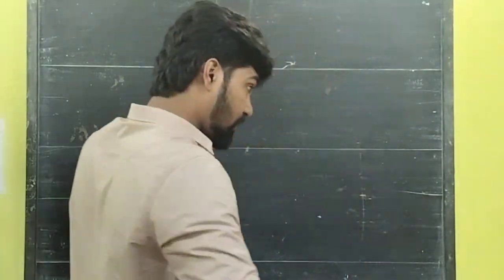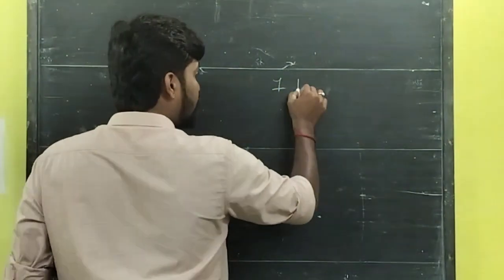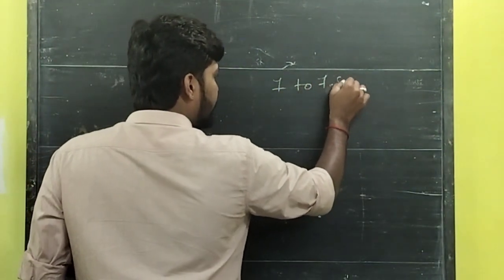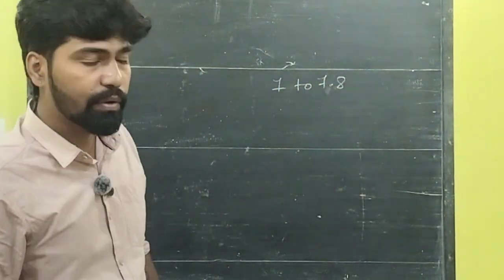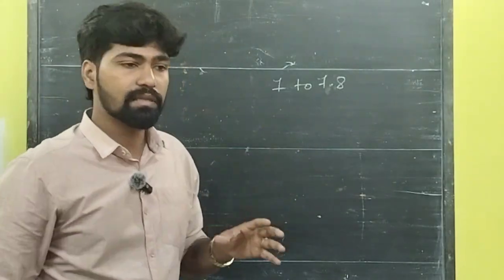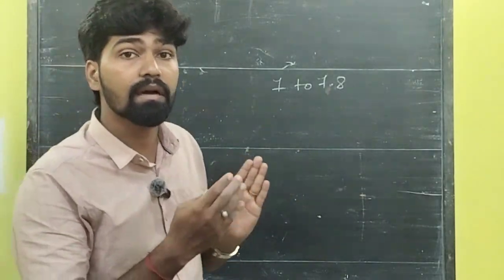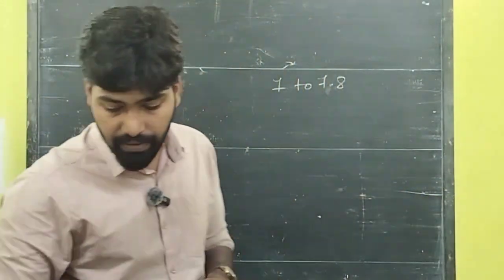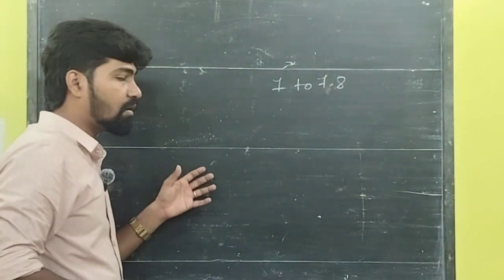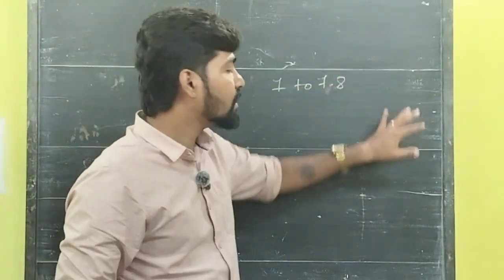What I'm trying to say here is every animal has a range of pH in which they can survive. For example, plants and animals have a range of 7 to 7.8. At this range, animals are bound to survive. All living organisms can survive under this range of pH.